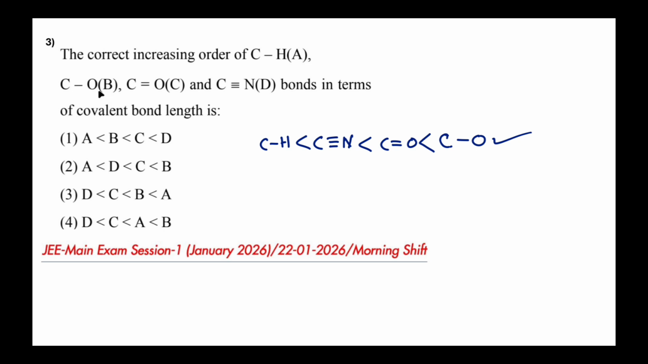So this is the correct bond length order. C-O is B, C=O is C, C≡N is D, and C-H is A. So A, D, C, B. That is, the second option is correct.